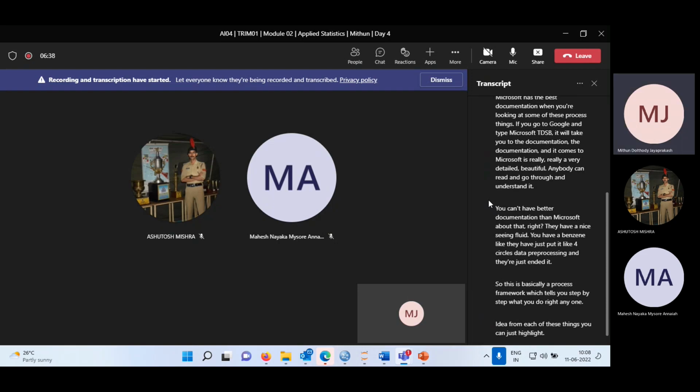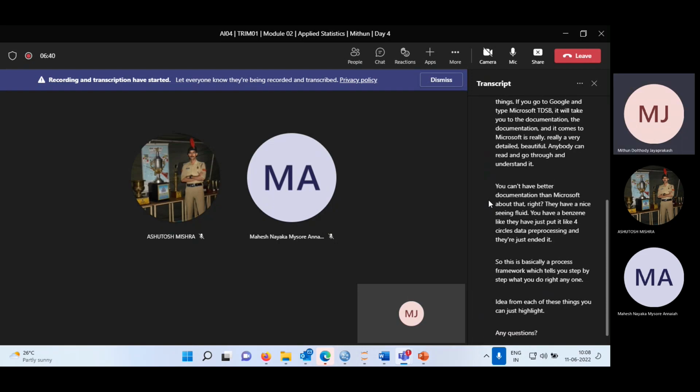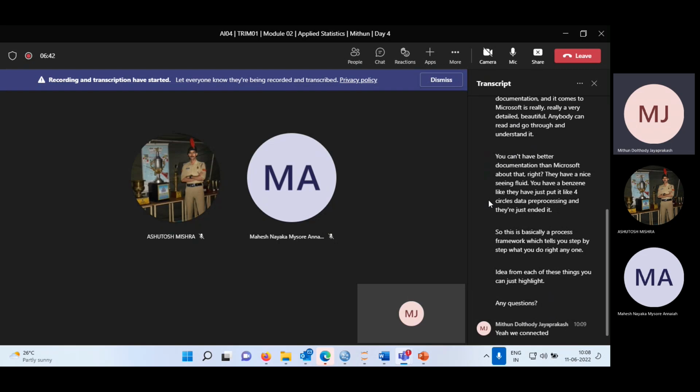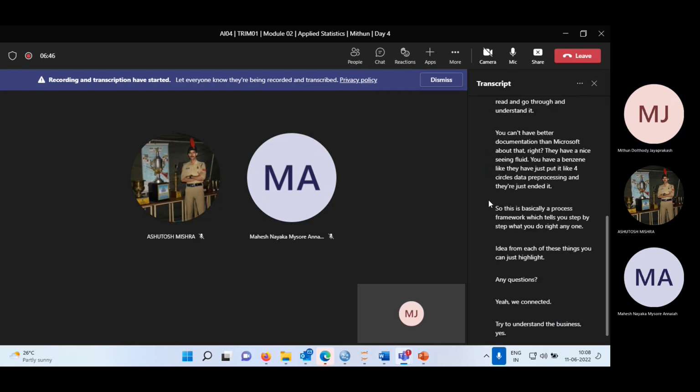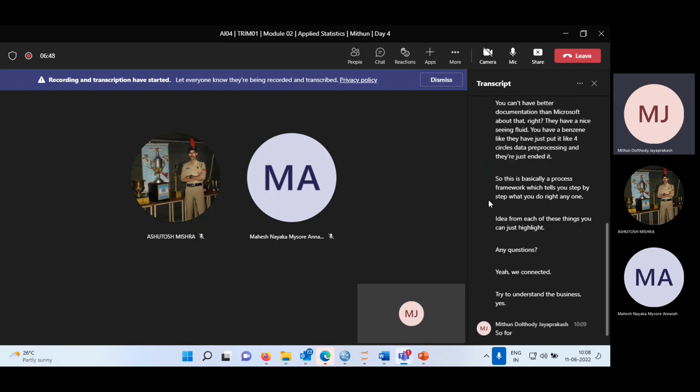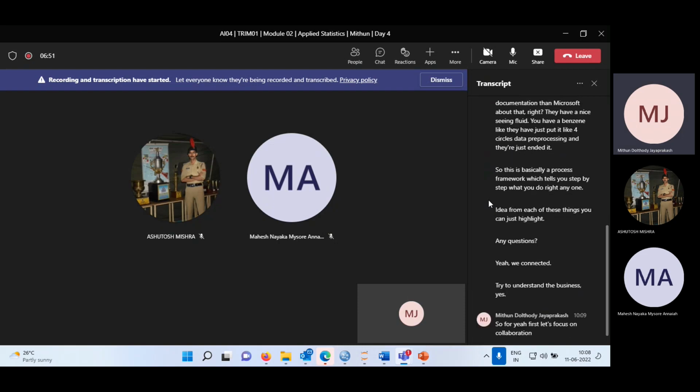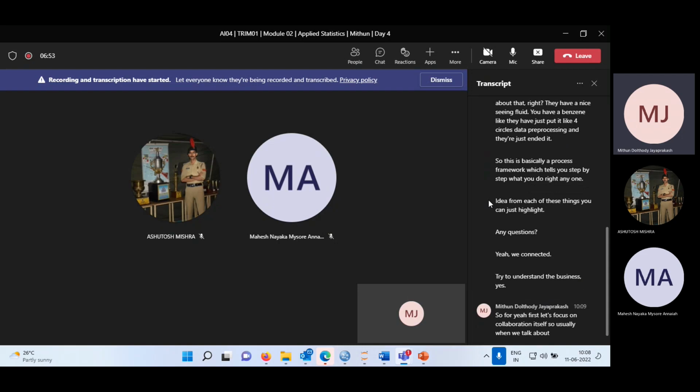I think first is collaboration. Where we connect with stakeholders and try to understand the business. Then is when the problem. So first let's focus on collaboration itself. So usually when you talk about collaboration, what exactly do we have in mind?